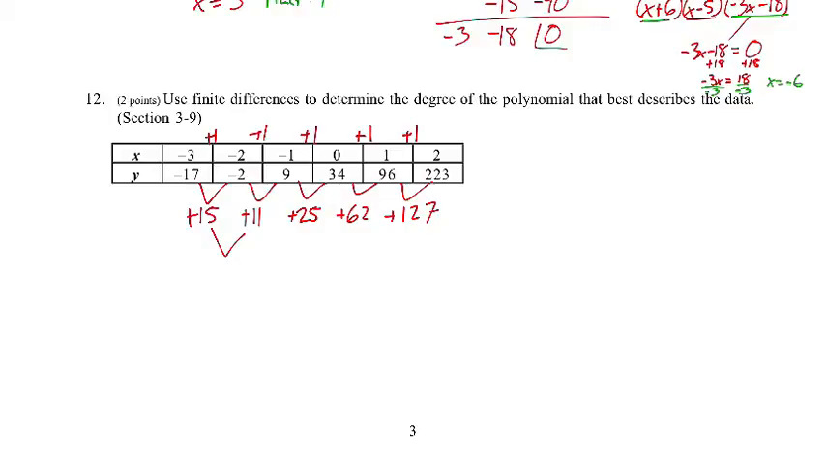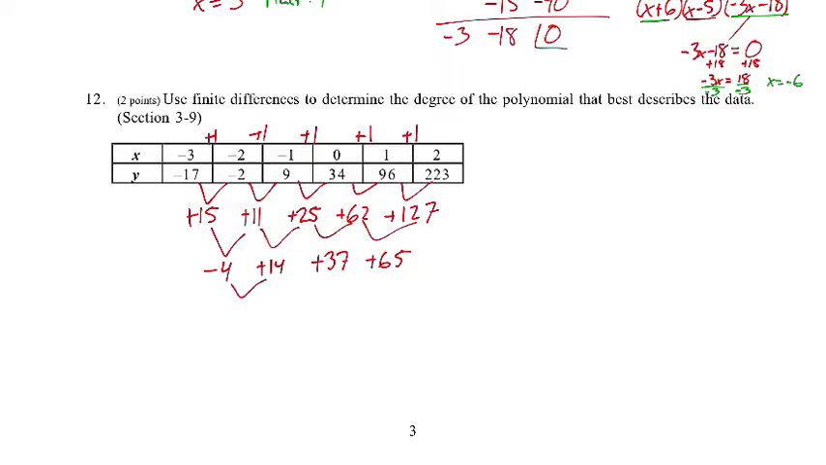So going from 15 to 11, we're going down by 4. So we're going to say minus 4. Going from 11 to 25, we're adding 14. Going from 25 to 62, we're adding 37. And going from 62 to 127, we're adding 65. So if those were all constant, the second differences, second line, which would mean we'd have degree 2, or quadratic. But they're not. So we keep going.